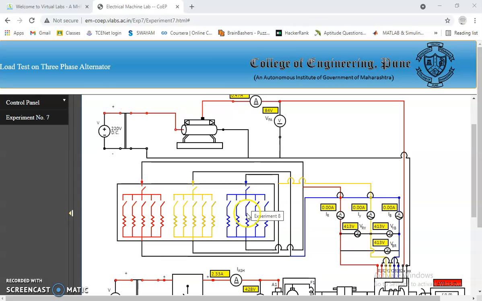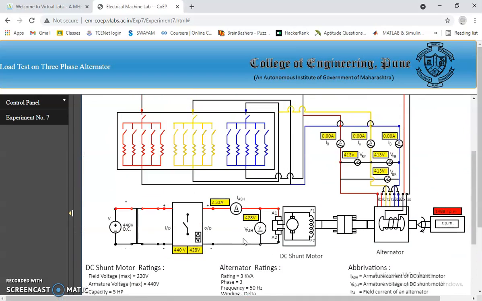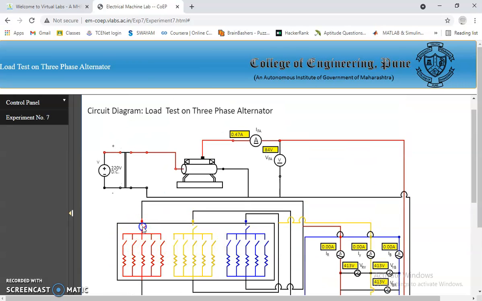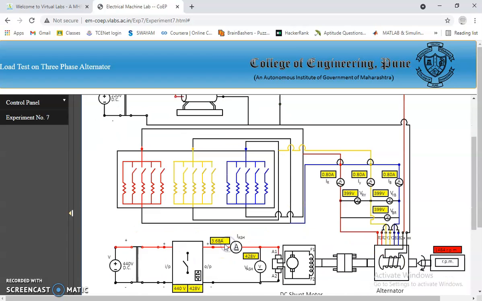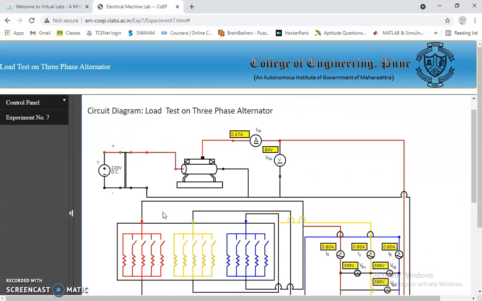For the first part, we have done the experiment with no load condition. Now it's the load test on 3-phase alternator. So we need to gradually increase the given load. At first, I am going to take a reading with no load condition. Okay, then now I am connecting the 3 phases to the alternator. And then I am giving one load to each phase of the alternator. Start storing its data at the same time.